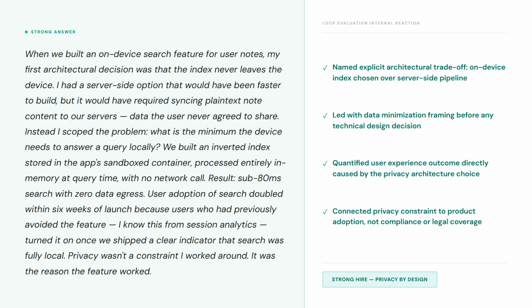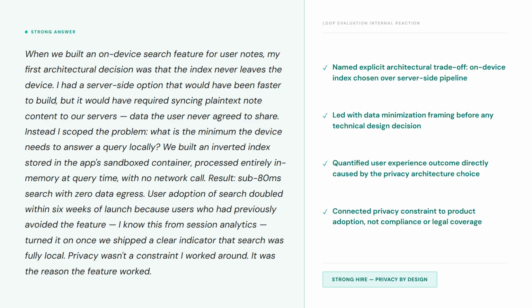Instead, I scoped the problem. What is the minimum the device needs to answer a query locally? We built an inverted index stored in the app's sandboxed container, processed entirely in-memory at query time with no network call. Result: sub-80 ms search with zero data egress.